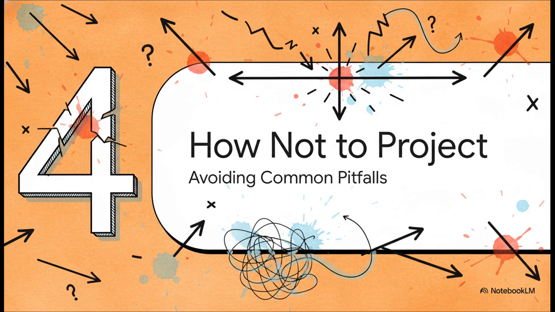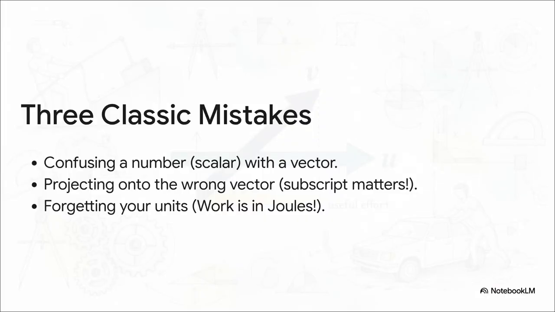All right, so we've seen how to do it right. Now let's talk for a minute about how to not do it. There are a few classic mistakes that are super easy to fall into, but they're just as easy to avoid once you know what you're looking for. First, and this is a big one, mixing up scalar and vector projections. If a question asks for a vector and you give a single number, you've missed the whole point.